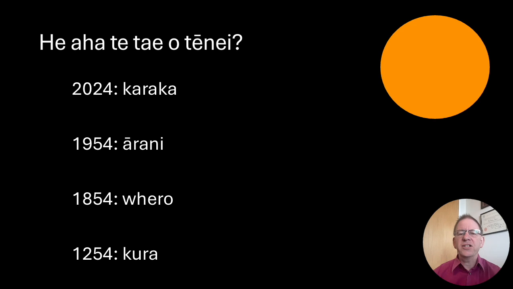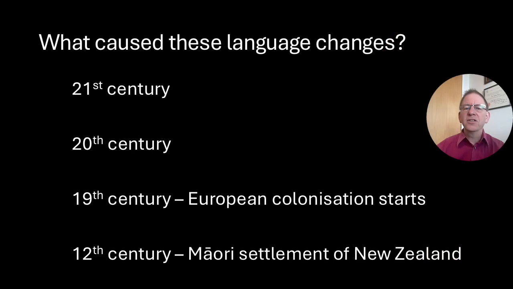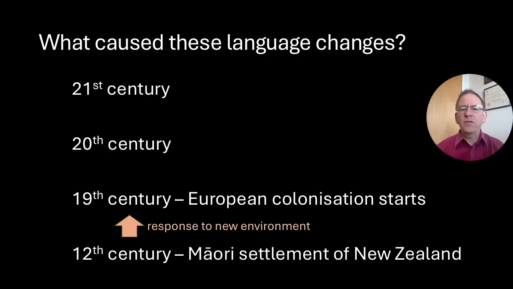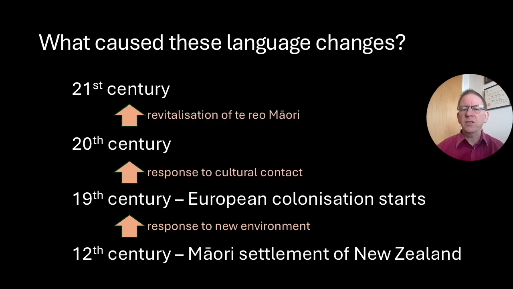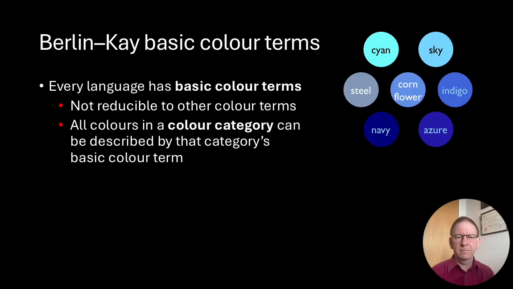What drove these changes in the language? The development of te reo Māori can be roughly divided into 4 periods. The initial Polynesian settlement of New Zealand in the 12th century, where language change was driven by responses to the new environment. Then the arrival of Europeans in the 19th century, where language change became driven by cultural contact. Then the start of te reo's revitalisation project in the mid-20th century, with its ongoing evolution in the 21st century. We'll discuss changes in te reo Māori's colour terminology in the same chronological order. But first, a little background on colour theory.